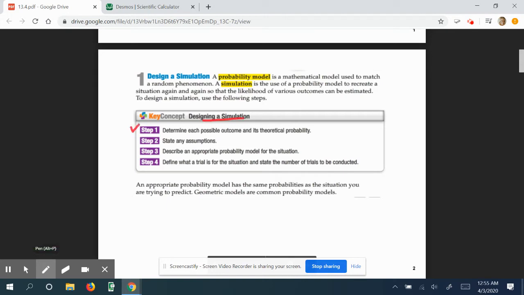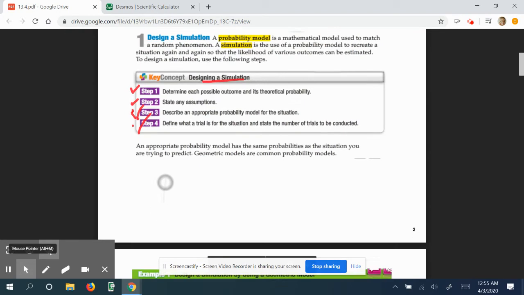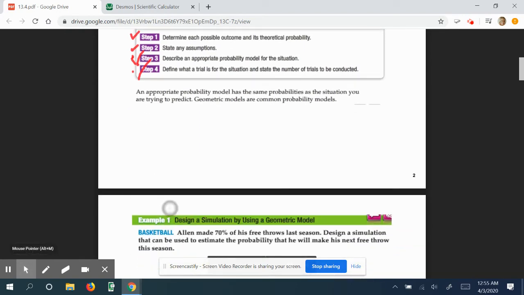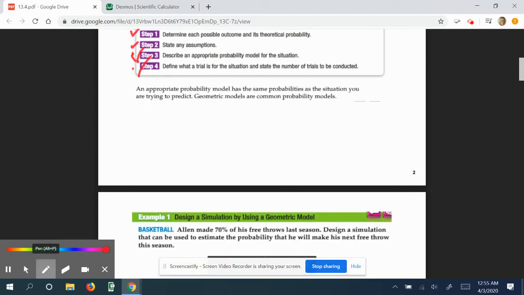We determine all the possible outcomes, we state any assumptions, we describe an appropriate probability model for the situation, meaning we have to design one, and we define a trial for the situation and state the number that will be conducted. Now, some common ones that we think about are spinners. These are the ones you'll probably look at, spinners.